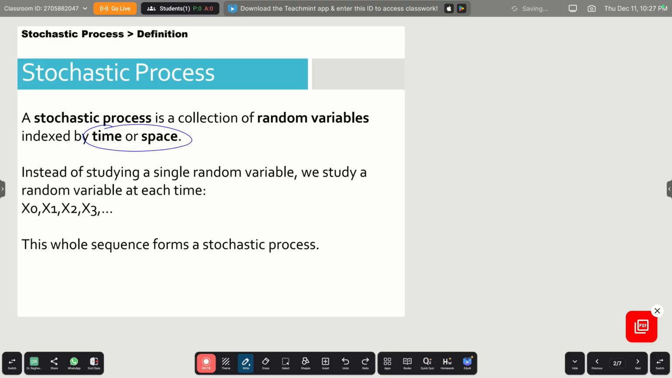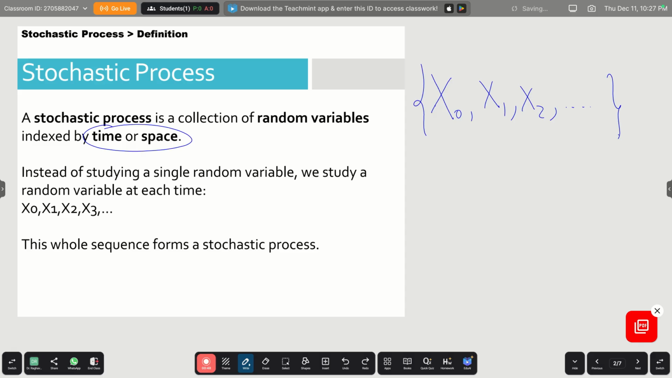So far we have studied the random variable x, which takes the value based on the outcome of a random experiment. Now, instead of studying a single random variable, if we consider a set of random variables indexed by time, say x0, x1, x2 and so on, then the entire sequence forms a stochastic process.